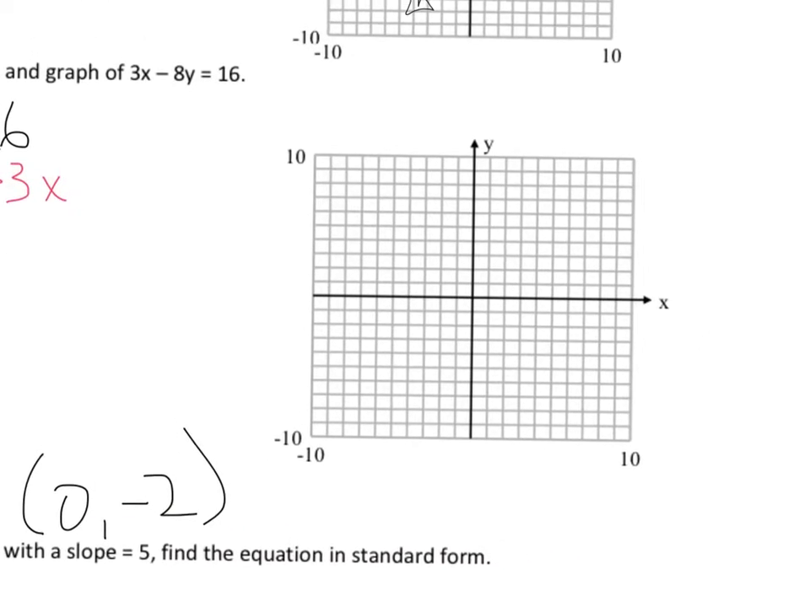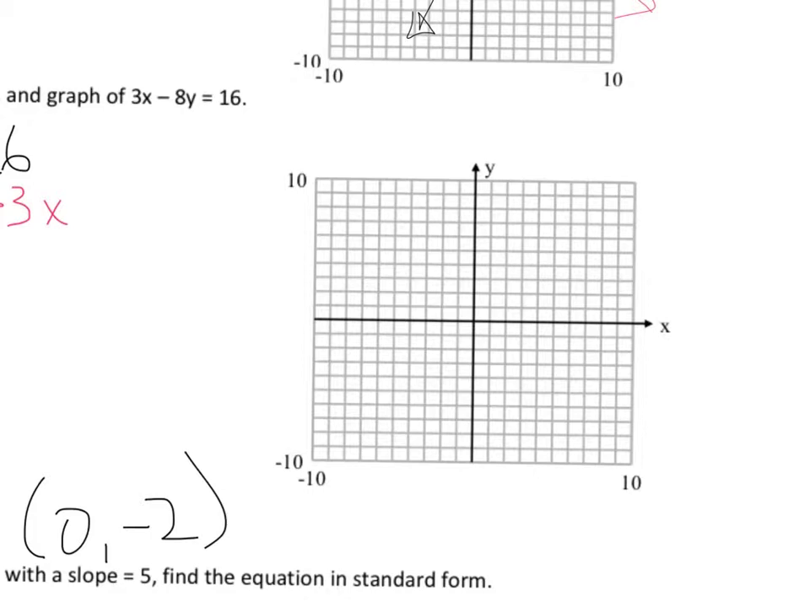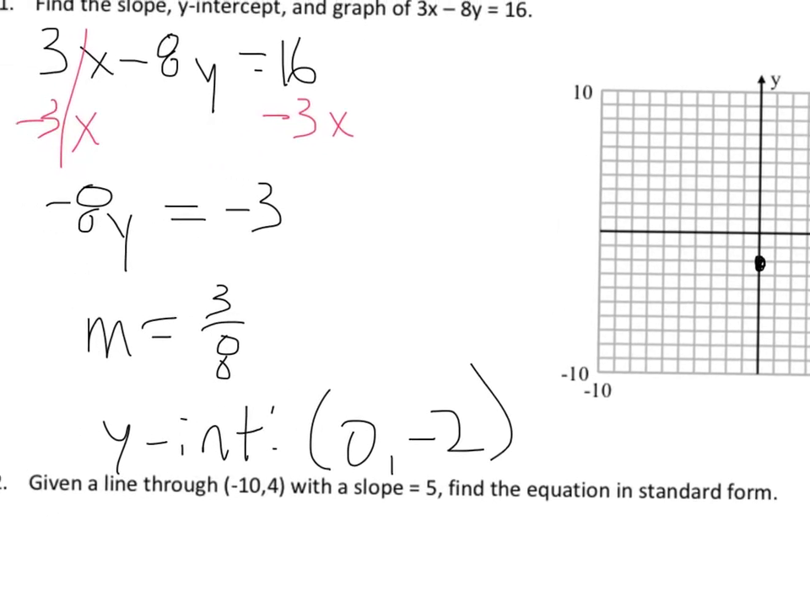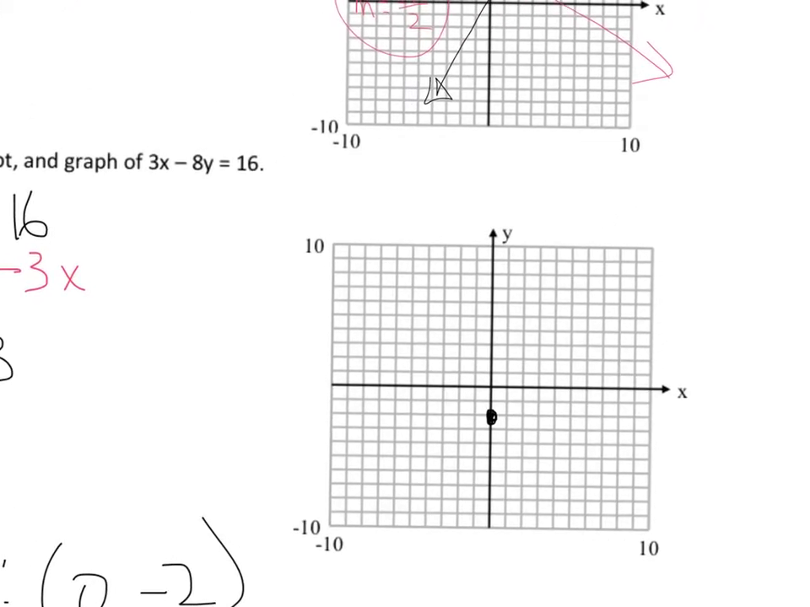Correct. Okay, so now in terms of graphing, we start off with our y-intercept. First point that we have is 0, -2. And then to get the next point, we use our slope of a rise of 3 and run of 8. So we start here, and we go up 1, 2, 3, and go over 1, 2, 3, 4, 5, 6, 7, 8.